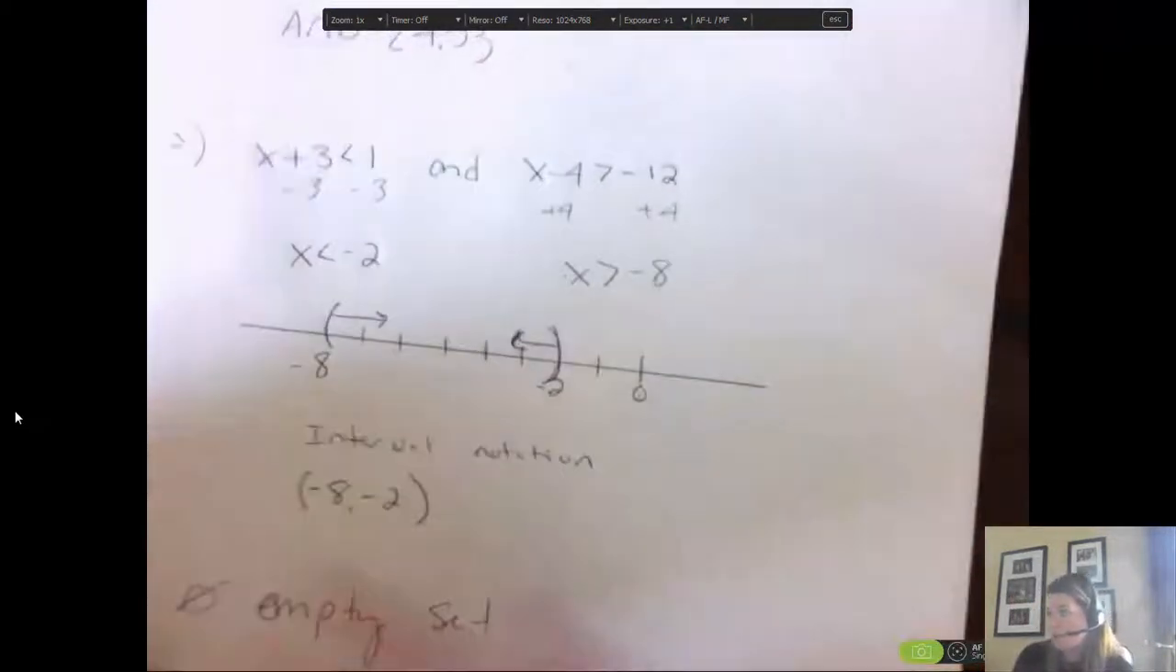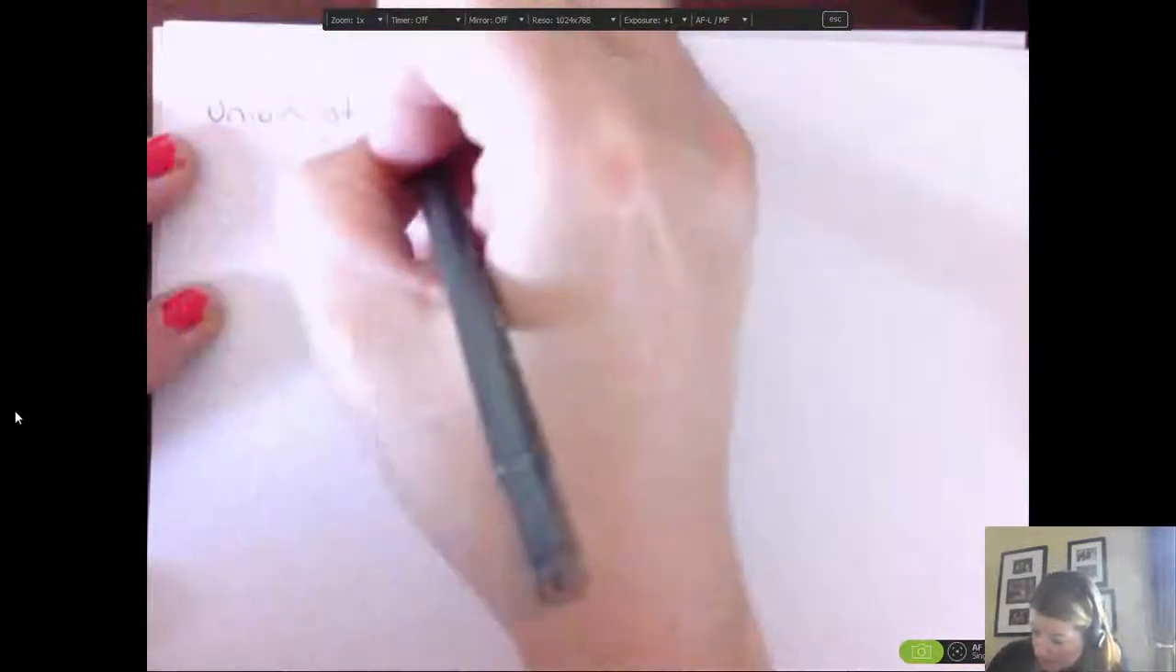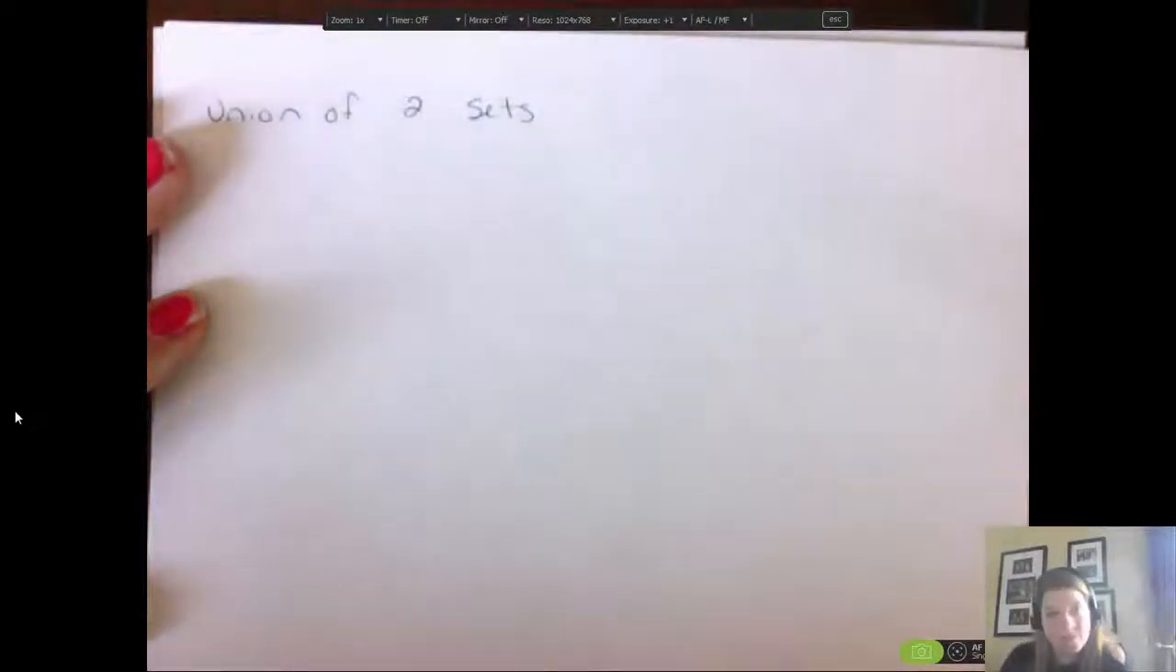So this is our intersection, what's in common. Now let's look at a union of two sets. The union of two sets is where you have the word "or."